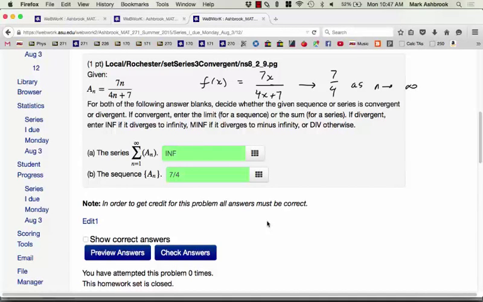Okay, questions on this one? Good, great, basic problem there.